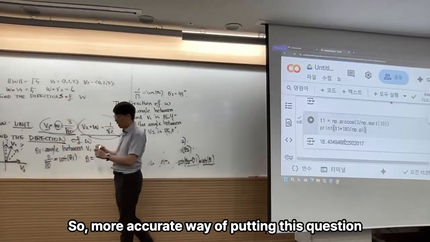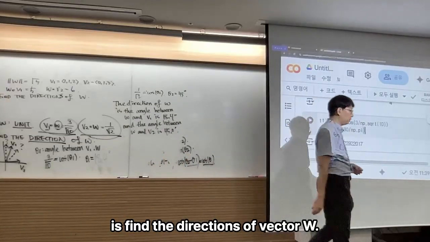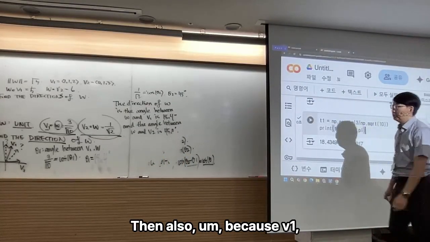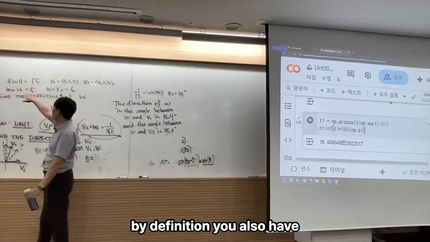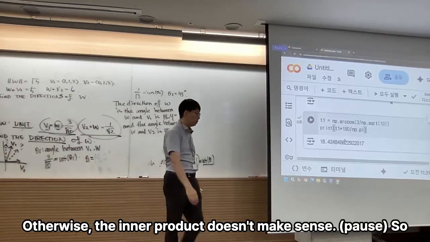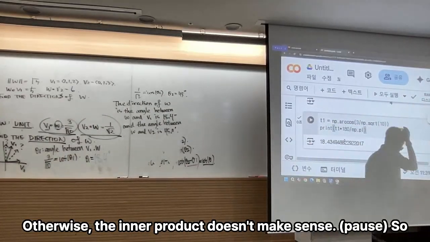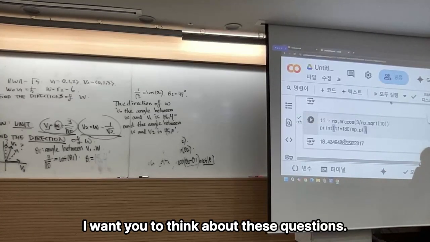A more accurate way of putting this question is: find the direction of vector W. Also, because V1 and V2 are three-dimensional vectors, by definition W is also a three-dimensional vector. Otherwise, the inner product doesn't make sense. So I want you to think about these questions.